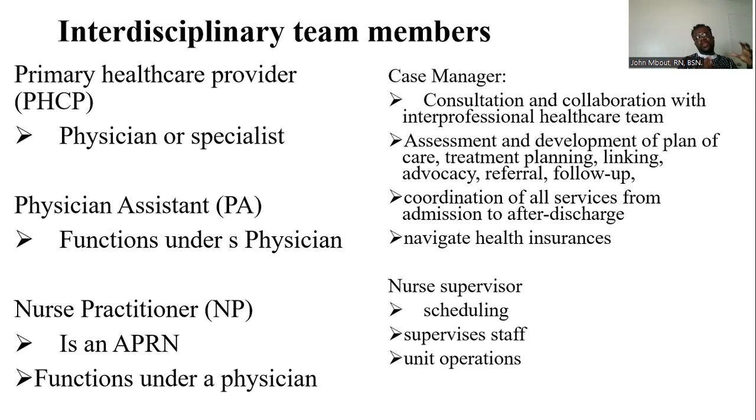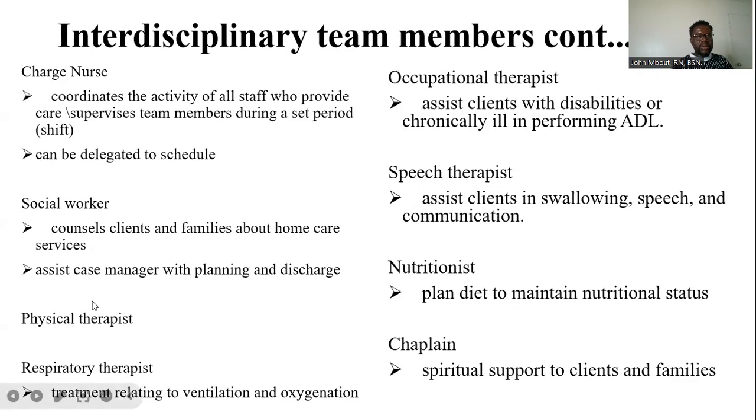Then the nurse supervisor of a particular unit has responsibilities of scheduling and supervising the nurses that are under his or her jurisdiction, and they run the operations of the unit. The next team member is a charge nurse. Charge nurses are many. The charge nurse functions during a particular shift. You say the charge nurse for today is this nurse. So he or she coordinates other nurses during that shift. The nurse supervisor can delegate them to also do scheduling.